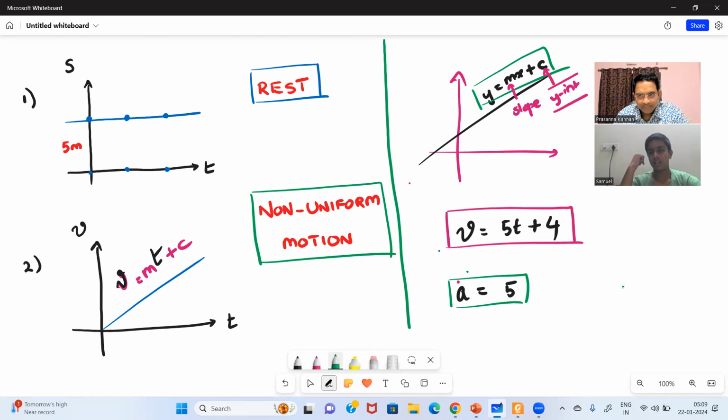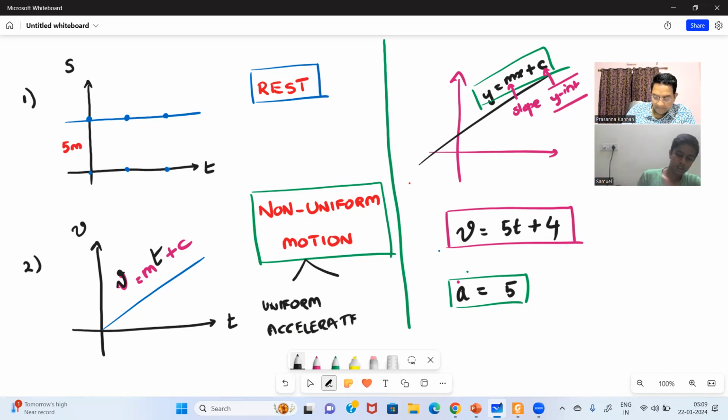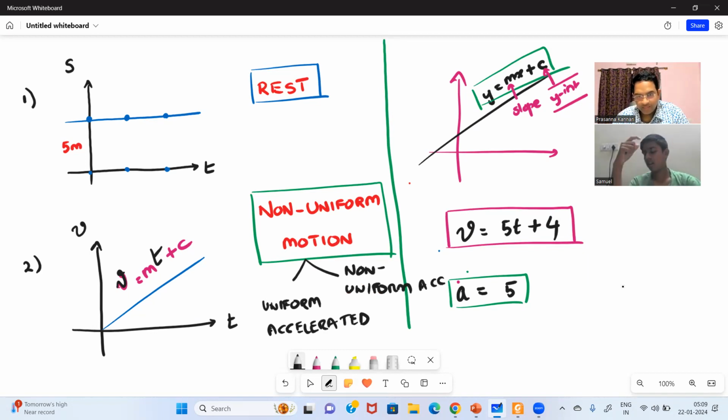That acceleration is non-uniform. Accelerated movement. You didn't revise that? The non-uniform motion is divided into what categories? Tell me. Uniform accelerated motion, non-uniform accelerated motion. Right? When do you say a motion is uniform accelerated? So when acceleration is equal to a constant but not 0.